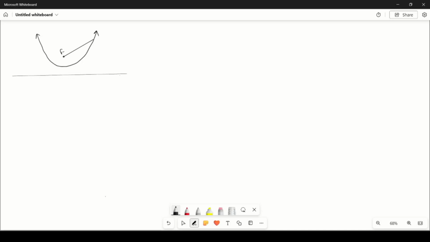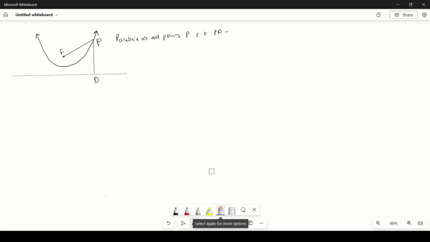And parabolas are defined as the shape that if you were to draw a line from the focus to any point on the parabola, say P, then from the point P to the directrix, you can call this one D, then the parabola can be defined as all points P such that PF is equal to PD. So that is if PF is PD.